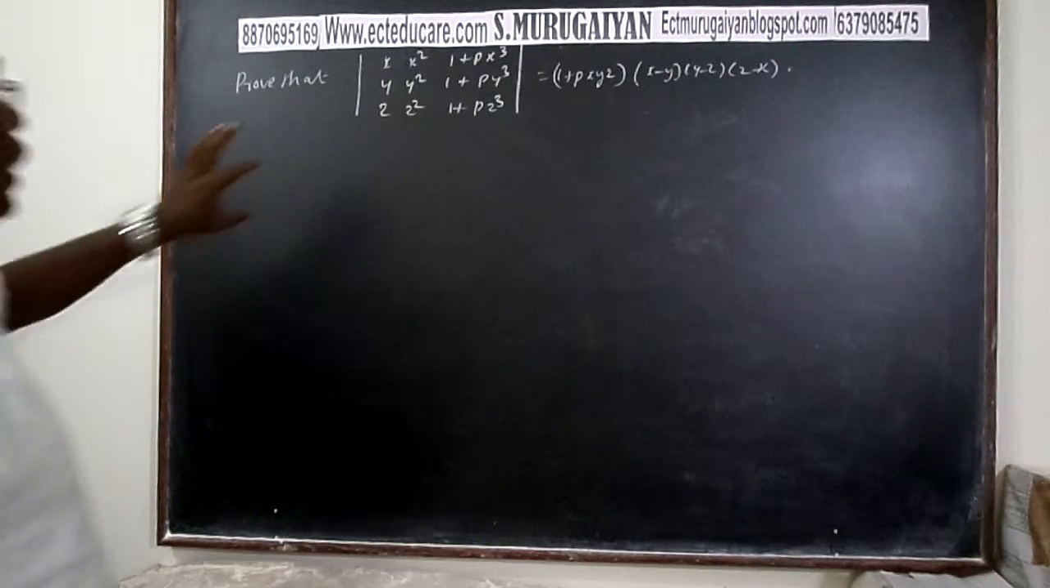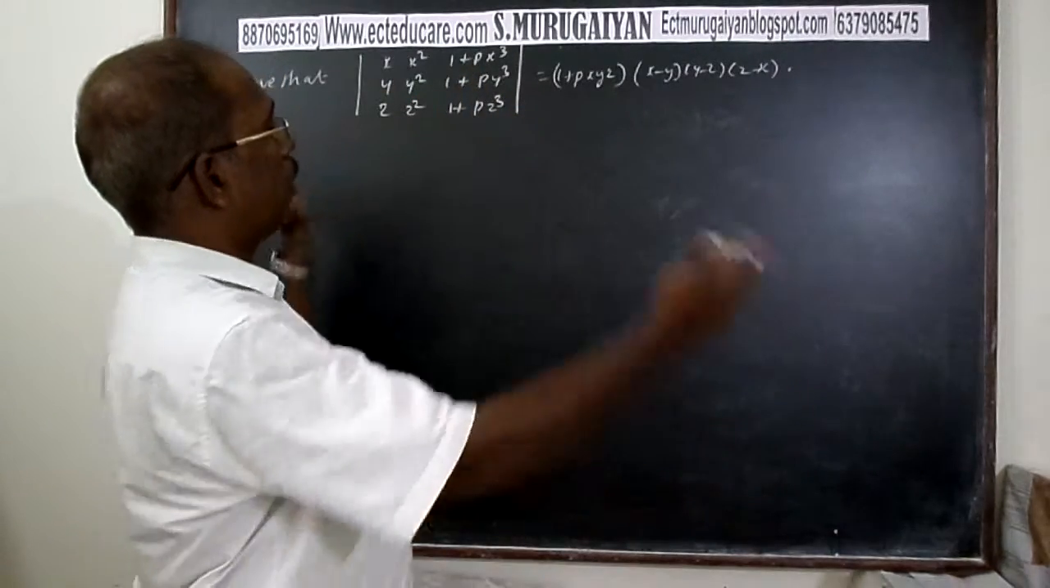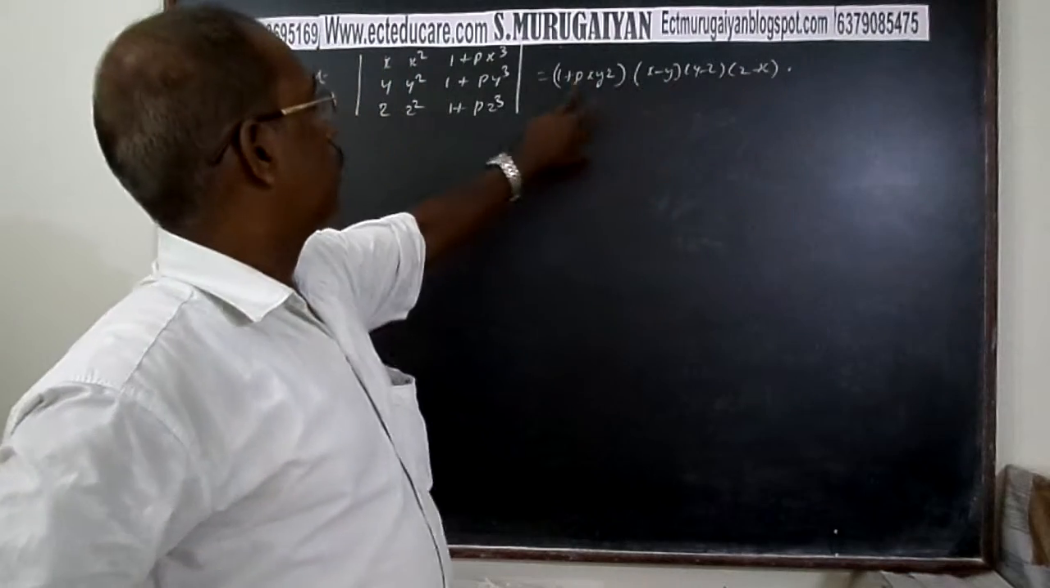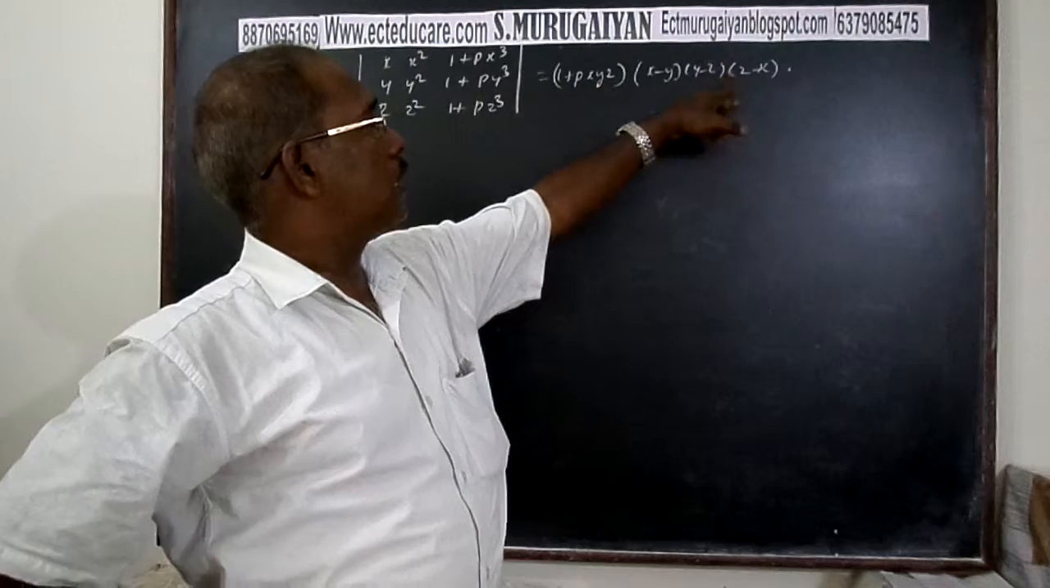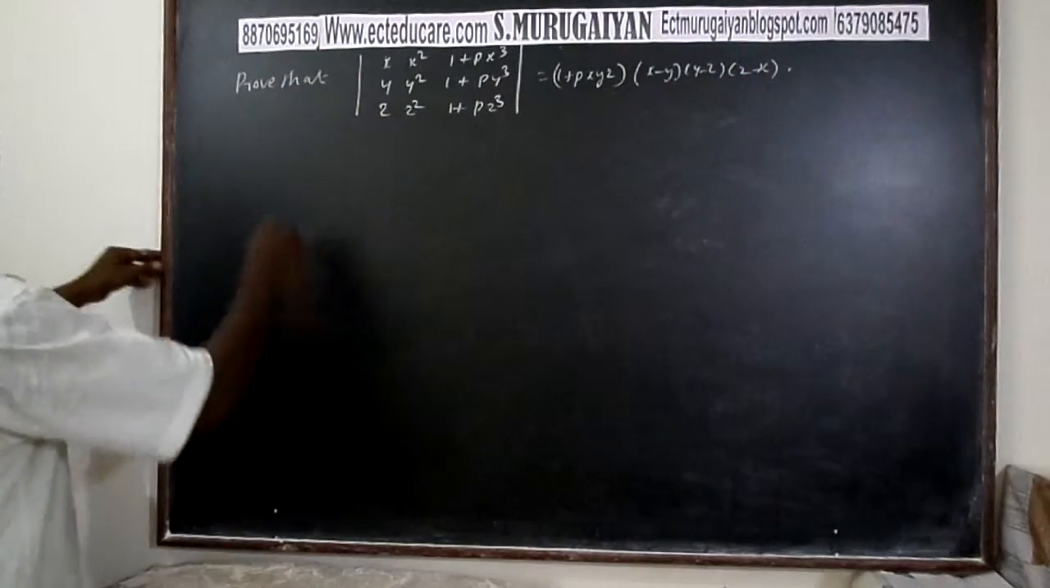The next question, a really interesting question. We have to split into two determinants and then combine, then applying properties we can get this result: 1 plus pxyz into (x minus y), (y minus z), (z minus x). So all these three factors are in cyclic order.